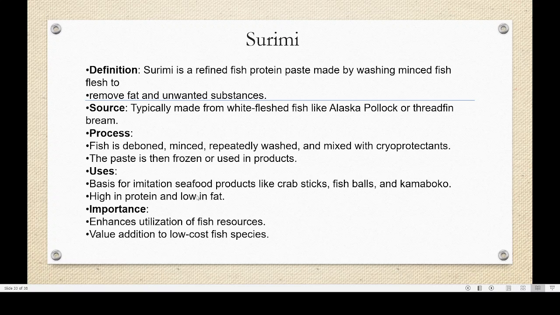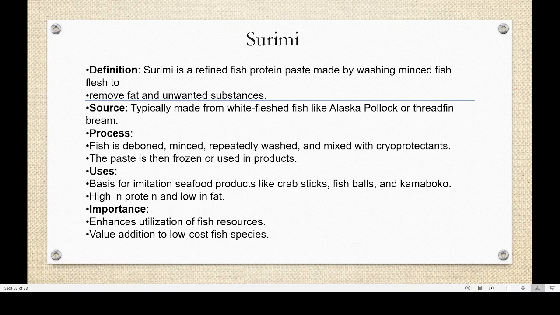It is the basis for imitation seafood products like crab stick. So that is here, already we have seen how a crab stick will be appearing. So that is one thing. Then fish balls and kamaboko. I don't know what it is. Then high in protein. So the advantage of this surumi is that basically it's a fish product, and because it is a fish product, normally the fat content will be very low and protein content will be more high. So that will be the importance of surumi.